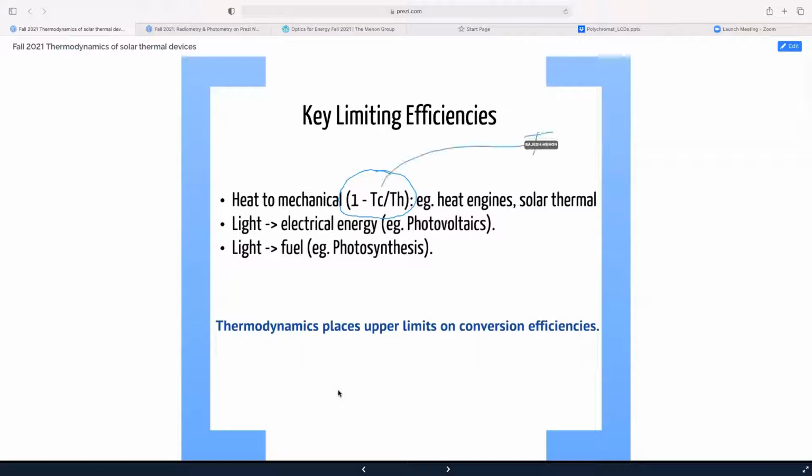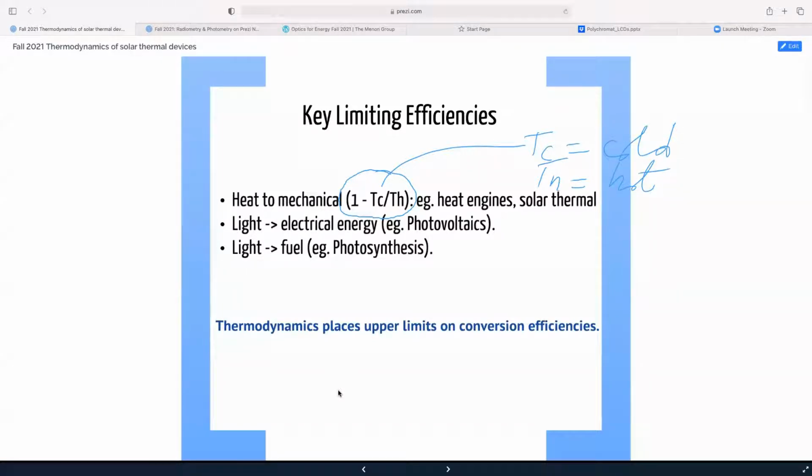Now, Tc is the temperature of the cold part, and Th is the temperature of the hot part. So what you can think about in this equation is that if I make the temperature of the cold part and the hot part the same, it becomes 1 minus 1. I get 0 efficiency. I cannot do any work. So I need to separate them somehow.